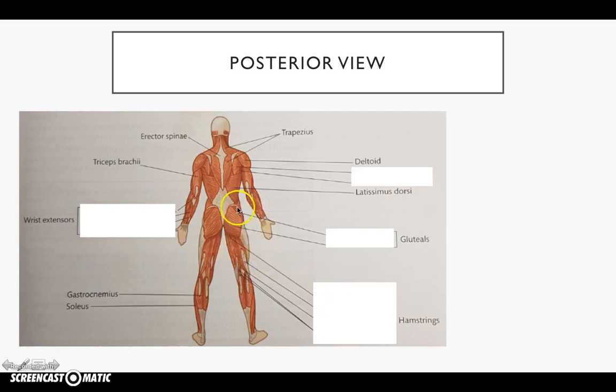You just need to know these are your gluteals. So you've got gluteus maximus and gluteus medius, but you only need to know them as your gluteals. So your butt cheeks are your gluteals.